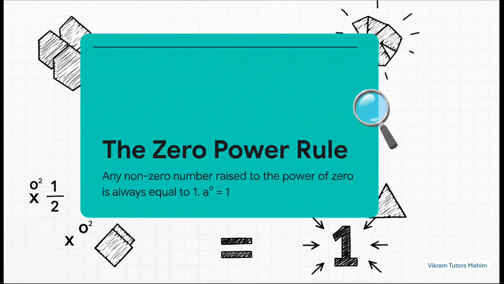This isn't some random rule. It's a logical conclusion that comes straight from the laws we already established. Any non-zero number raised to the power of 0 is always 1.